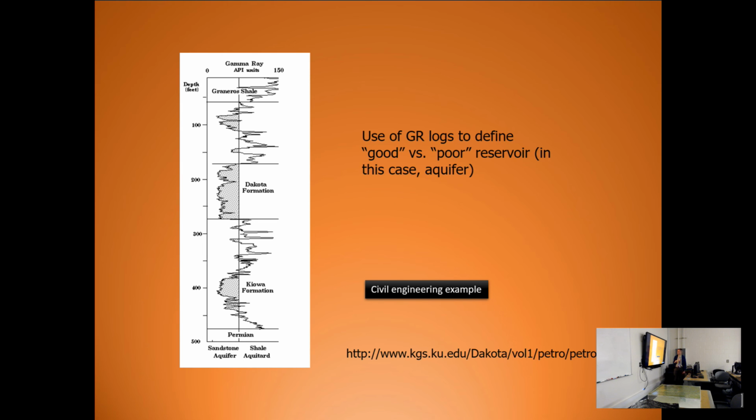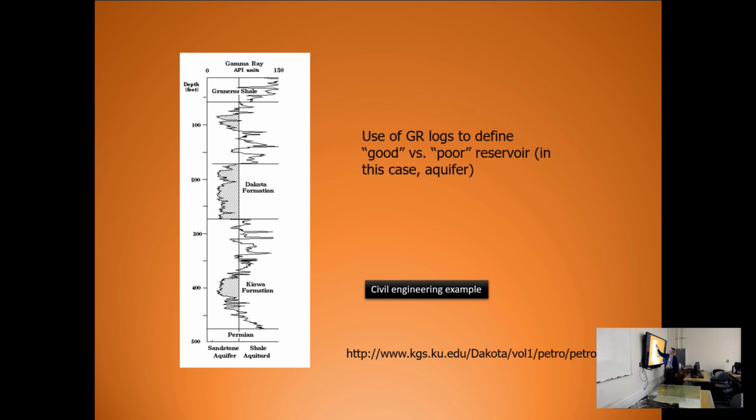This is looking at aquifers. Notice the depth is not very great, just down 500 feet. So maybe the water is still fresh, okay? So what's been done? They used a gamma ray tool to look at good versus poor reservoir. They want to have a drilling program. What's going to be the best reservoir for clean, drinkable water?